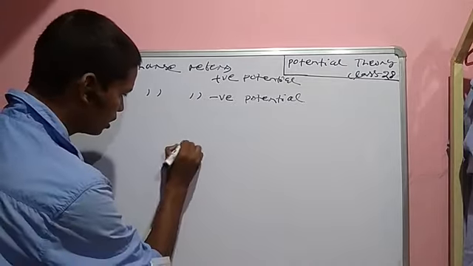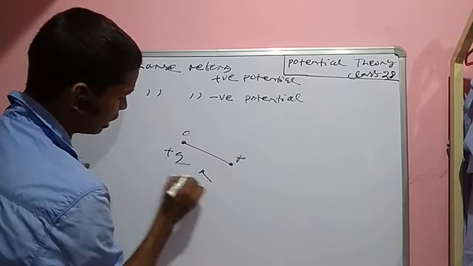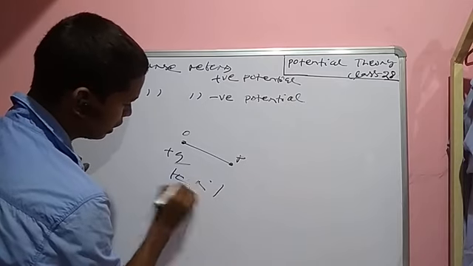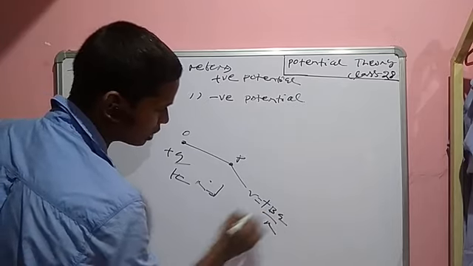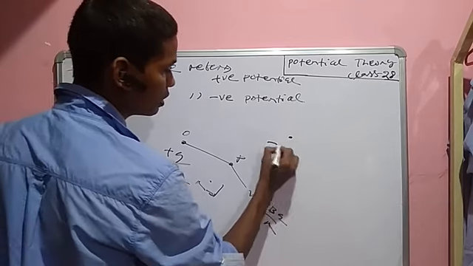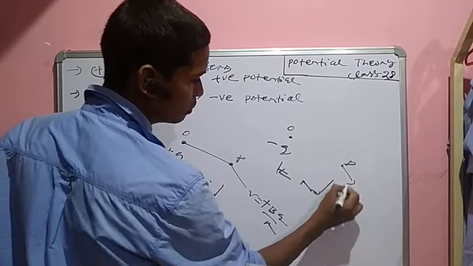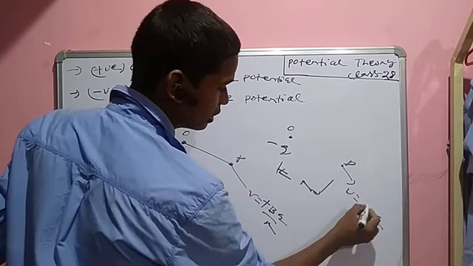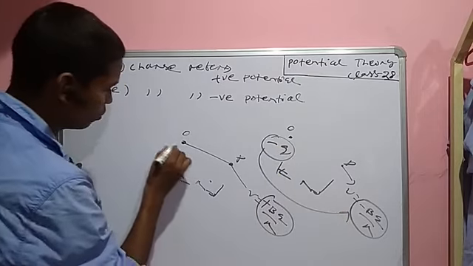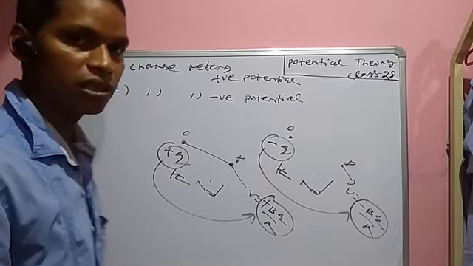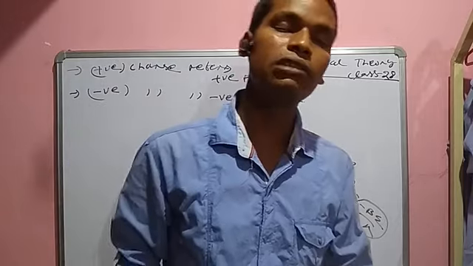That means suppose this point is O, this is the positive charge, and this point P is at distance R. Here potential is kQ by R. This is positive. Similarly, this point is O with charge negative Q, this point P is at distance R. Here V is equal to minus kQ by R. This is the negative value, and that is the positive. Due to negative charge, potential is negative. Due to positive charge, potential is positive. Yes or no? So this is about the potential: V is equal to kQ by R.